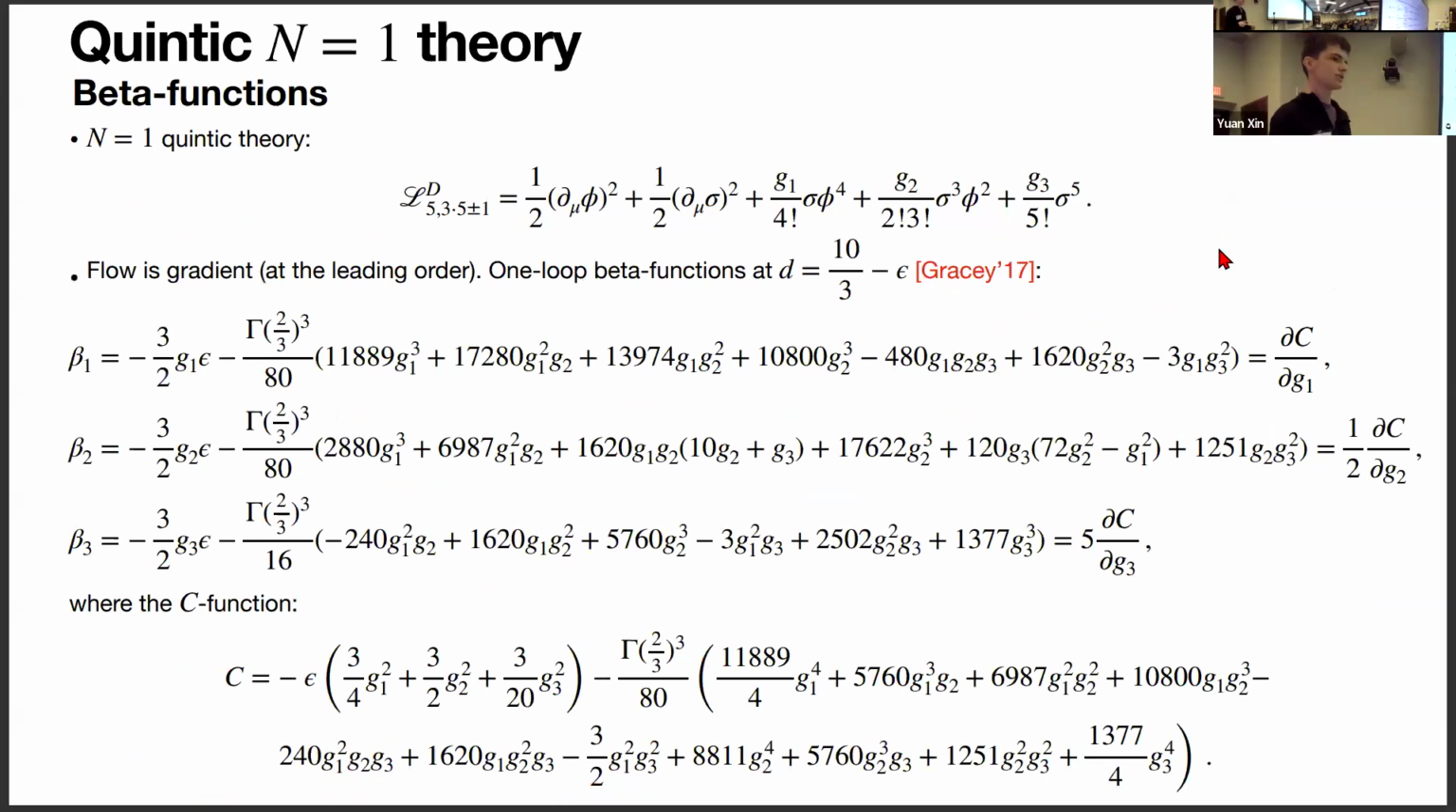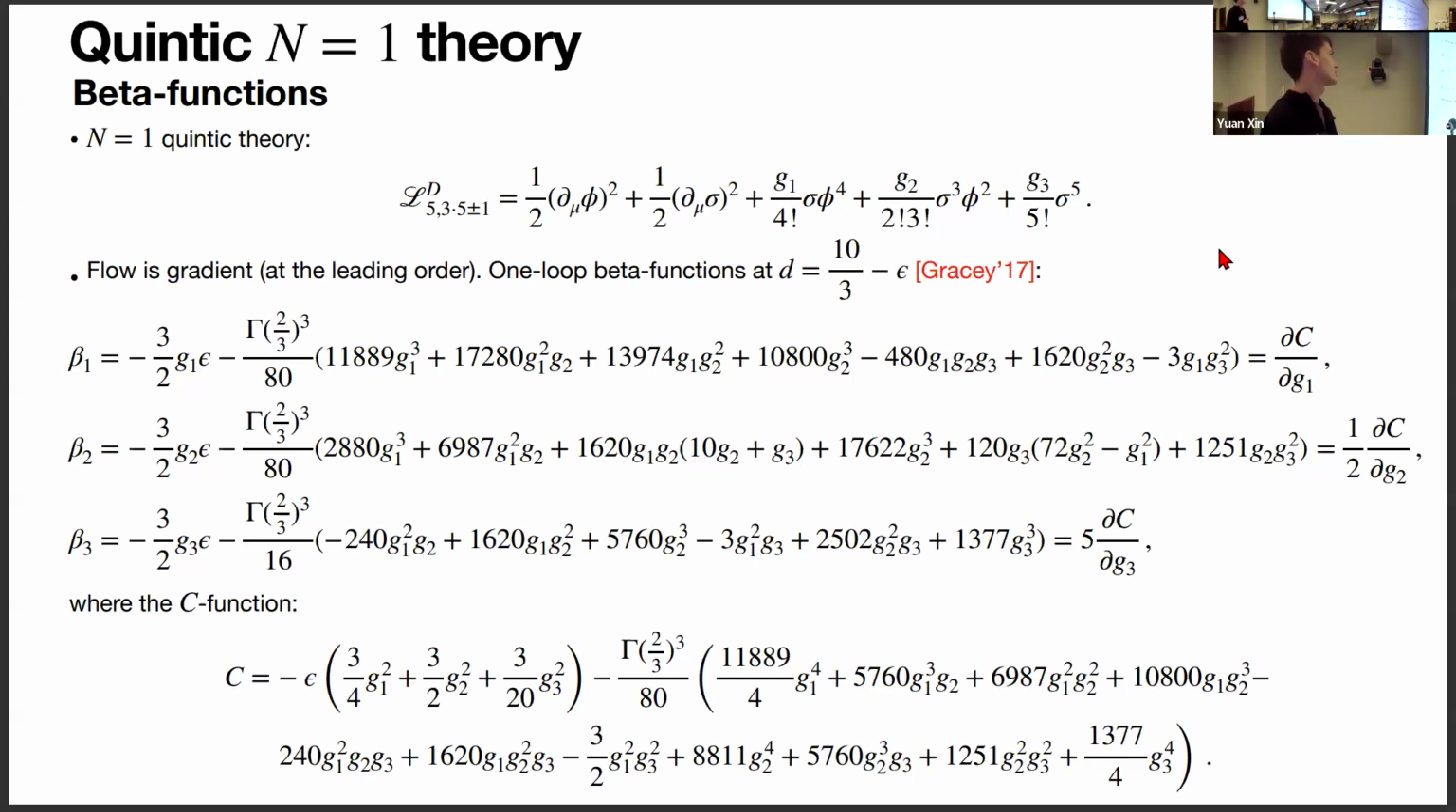Okay, let me consider the first example beyond the cubic model, the n=1 quintic theory, which has three terms: sigma phi to the fourth, sigma cubed phi squared, and sigma to the fifth. Beta functions are known only up to one loop, only up to the leading order. It's very interesting that the theory looks very simple, but beta functions are known only up to the leading order. So it's an open problem how to find next order beta functions.